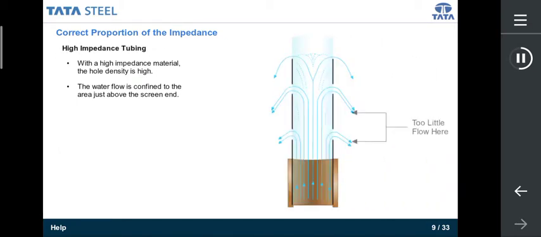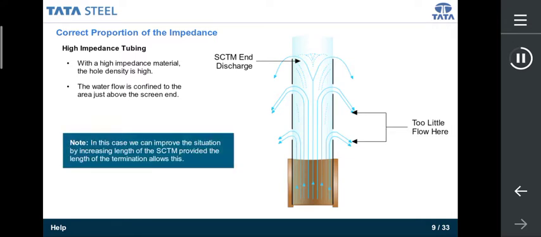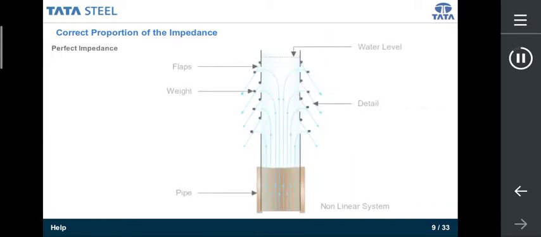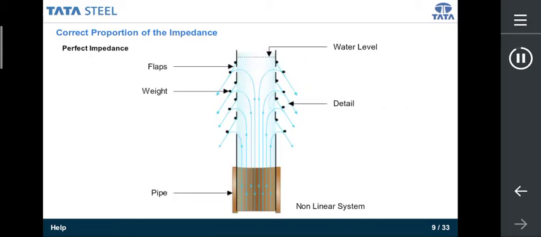When the impedance of the material is too low, the result is SCTM end discharge. Note, in this case, we can improve the situation by increasing the length of the SCTM, provided the length of the termination allows this. The pipe for which impedance is perfect has been illustrated on the screen.